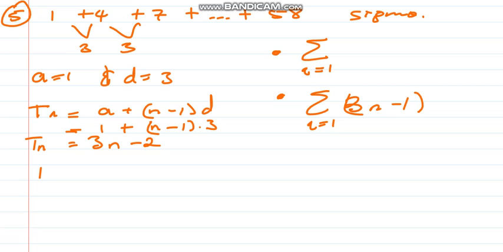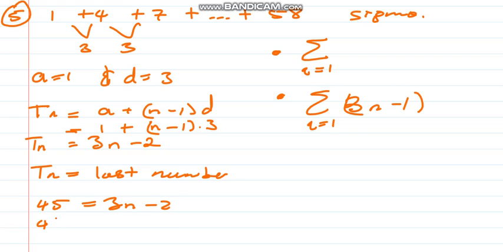So how do you do that? You say your Tn must be equal to your last number, right? There are notes where I talk about how to find sigma. This is just an example on using those notes. So now we know that 48 would be equal to our Tn, which is 3n minus 2. That would give us 47 is equal to 3n.